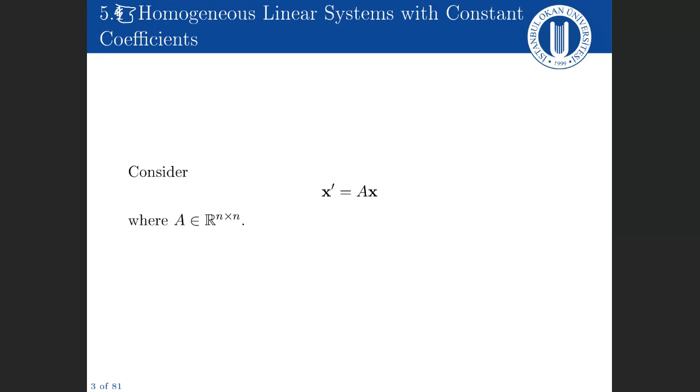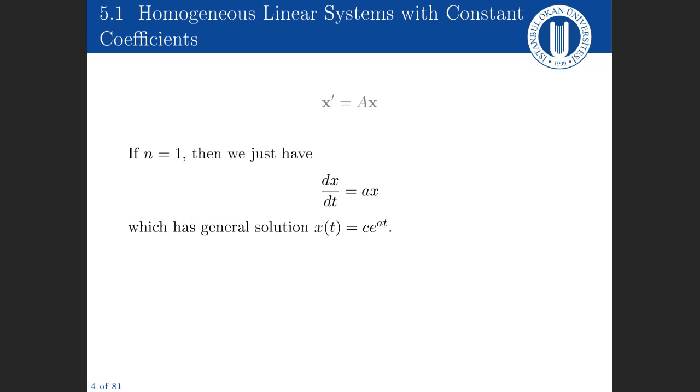Consider x prime is equal to Ax, where A is a square n by n constant matrix. So we have a vector prime is equal to a matrix multiplied by a vector. Now, if n was equal to 1, we would just have dx/dt is equal to ax. First order linear equation, also a separable equation, and we know how to solve this. This is one of the first ones that we looked at. We know that the general solution is a constant multiplied by an exponential function.